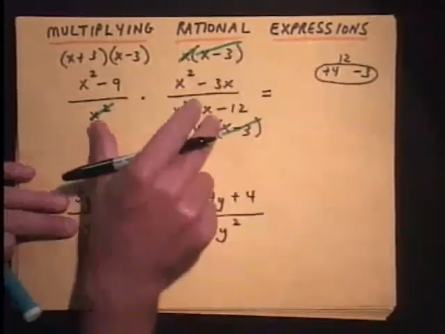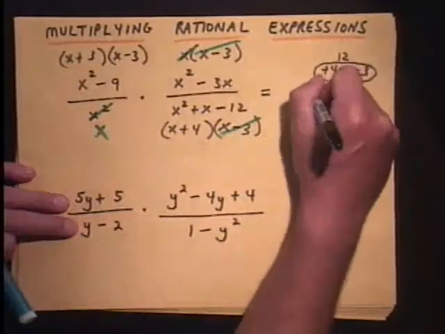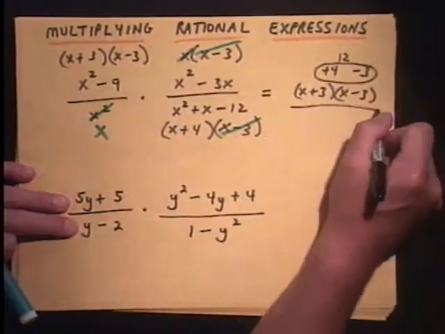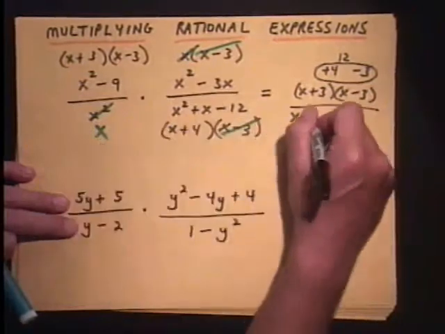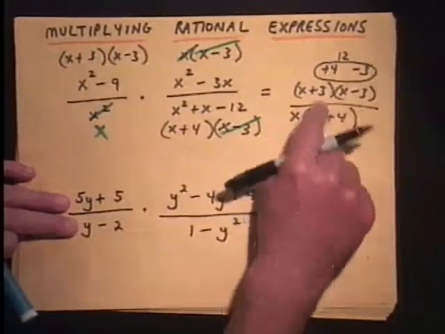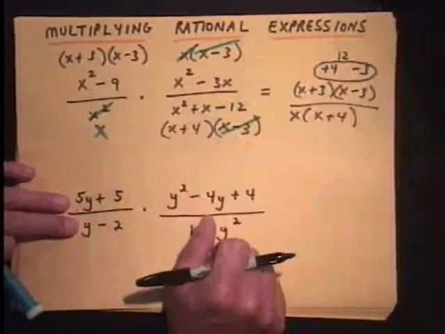So we multiplied these two rational expressions together, and what's left is x plus 3 times x minus 3 in the top, all over the x in the bottom, times the x plus 4, and that would be the reduced answer as well, because there's no common things to cancel or chop here. Don't try to chop anything there.